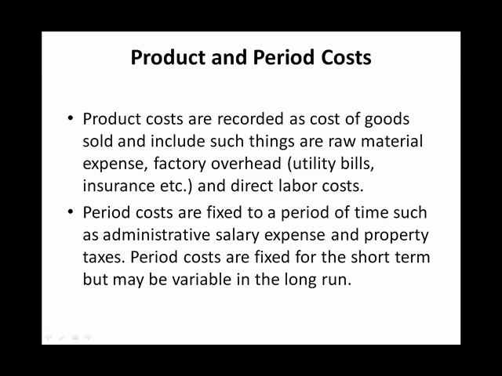Product and period costs. There are two forms of costs, either product costs or period costs. Product costs are recorded as cost of goods sold and include such things as raw material expense, factory overhead, and direct labor costs. Period costs are fixed to a period of time, such as administrative salary expense and property taxes. Period costs are fixed for the short term, but may be variable in the long run.